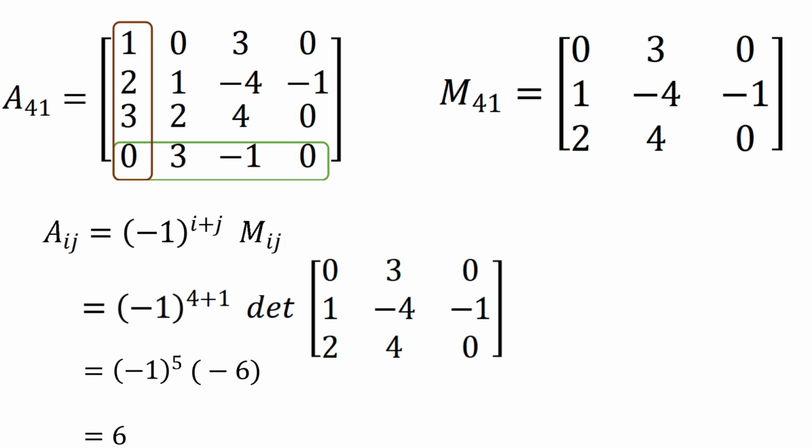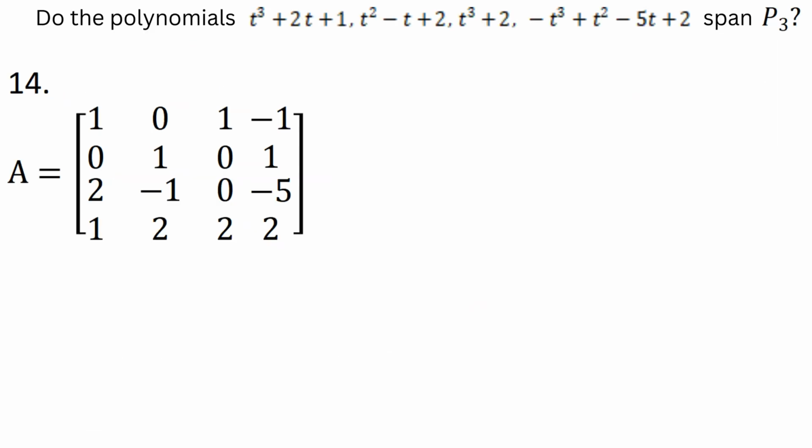So our final answer, A sub 41 is equal to 6. For our last item, do the polynomials t cubed plus 2t plus 1, t squared minus t plus 2, t cubed plus 2, and negative t cubed plus t squared minus 5t plus 2 span P sub 3?